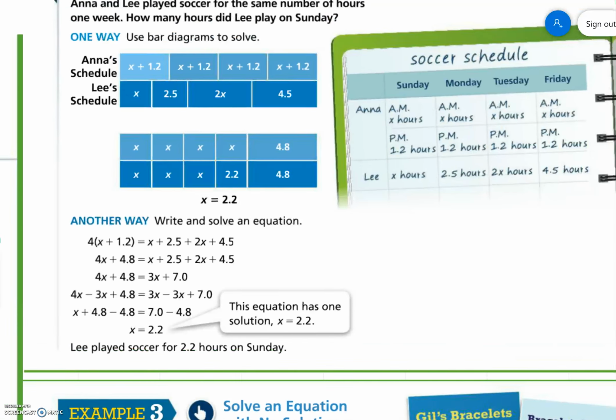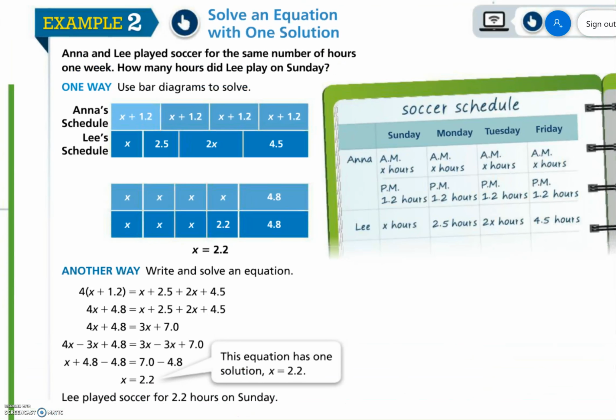Example number 2. Anna and Lee played soccer for the same number of hours one week. How many hours did Lee play on Sunday? So what we're going to do is look at Anna's and Lee's. In the morning, Anna, we don't know how many she played, but we know she played x every morning. And in the evening, she played 1.2 every evening.